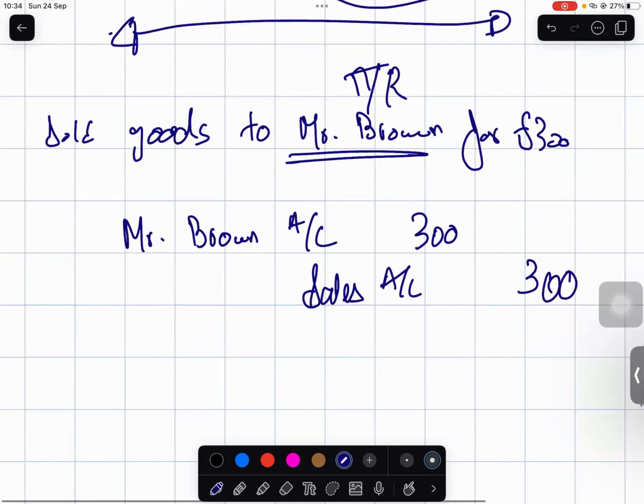However, if they explicitly told you that we sold goods to Mr. Brown for 300 pounds by bank or by cash, in that case always prefer this. But if nothing is given and the name of the receivable or the payable is given, always credit or debit the receivable or payable account.